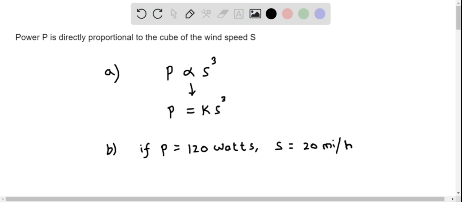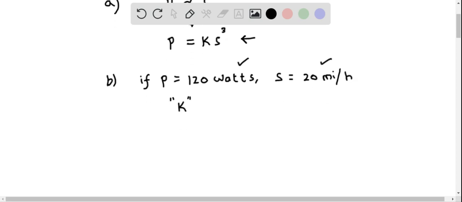In part B, we determine the constant of proportionality, that is k, using this information: when power equals 120 watts, the wind speed is 20 miles per hour. So I'm going to plug this information into this equation and determine k. I plug in P equals 120, only the number without the units. So this becomes 120 equals k, which we have to determine, times S, which is 20. So this becomes 20 cubed.